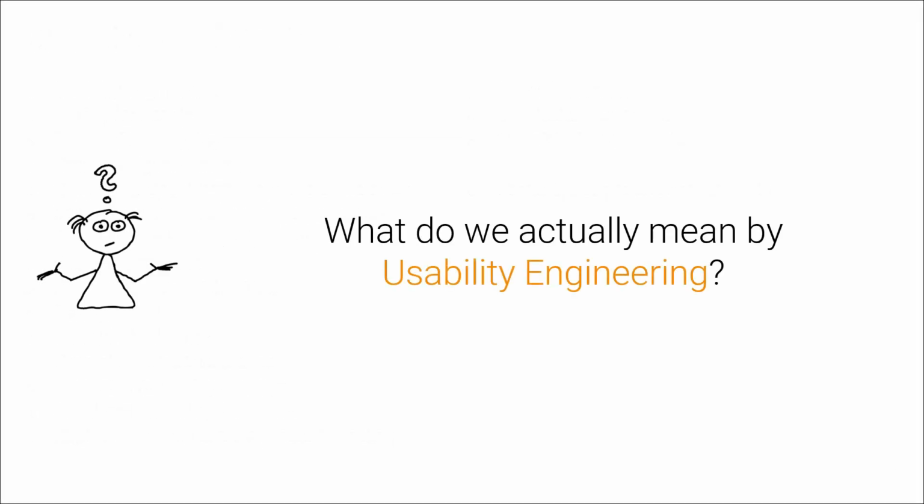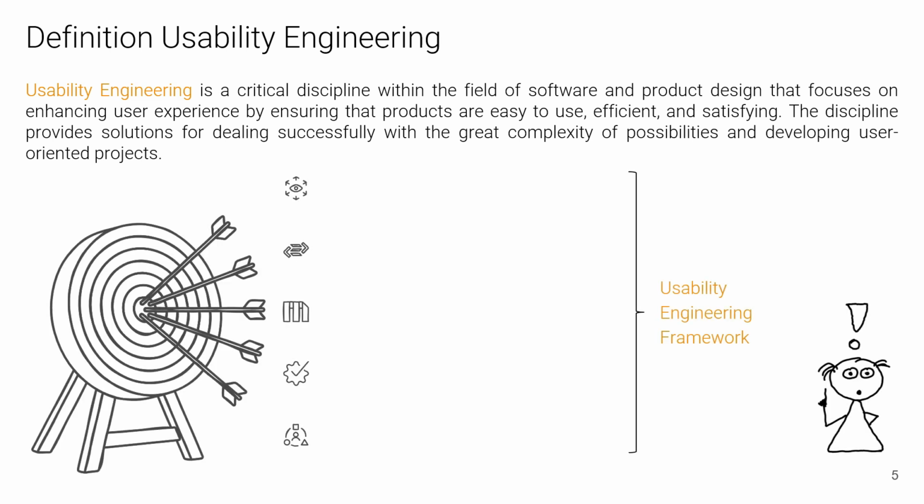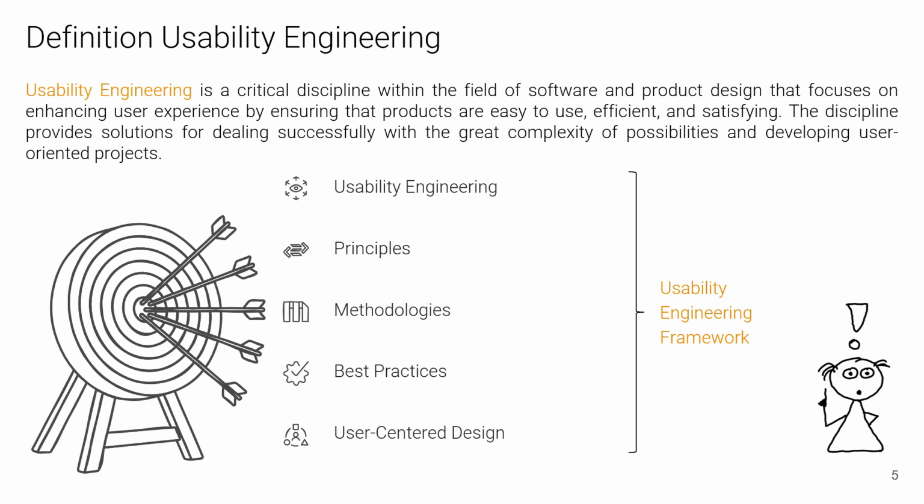Let's start with the question, what do we actually mean by usability engineering? Usability engineering is a critical discipline within the field of software and product design that focuses on enhancing user experience by ensuring that products are easy to use, efficient, and satisfying. Our usability engineering framework has usability engineering at its core. We investigate and understand existing principles, apply useful methodologies, look for best practice solutions, and always have a user-centered design. We can say that usability engineering represents pure user-centered project development.